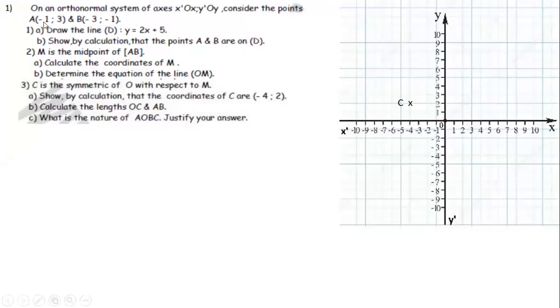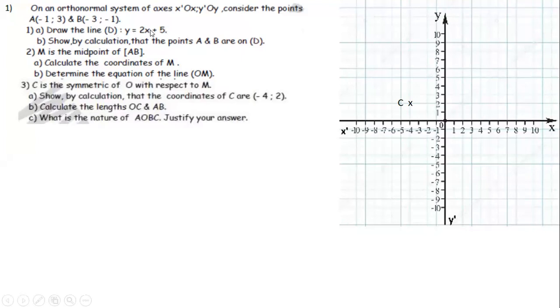A with coordinates -1 and 3, B with coordinates -3 and -1. Part question 1A: draw the line D, y is equal to 2x plus 5.